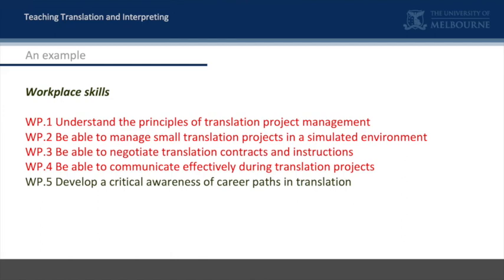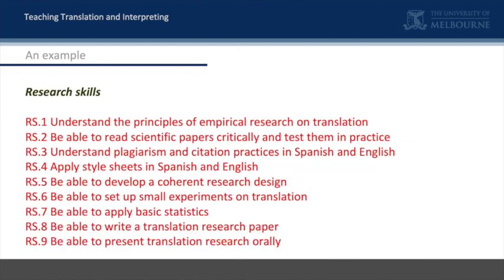And the last one, career paths in translation. Yes, it's there because it's called translation. But if you can think about a career path in translation, you can also apply that to other fields as well. And then the research skills are entirely transversal.